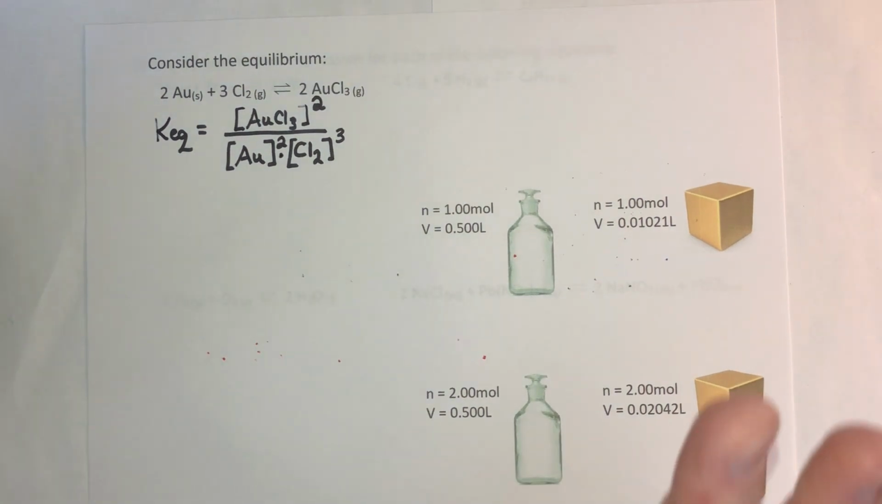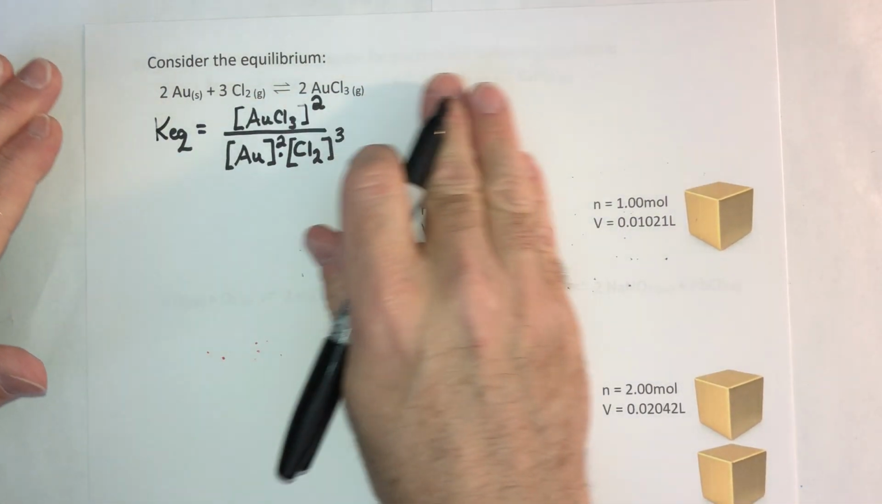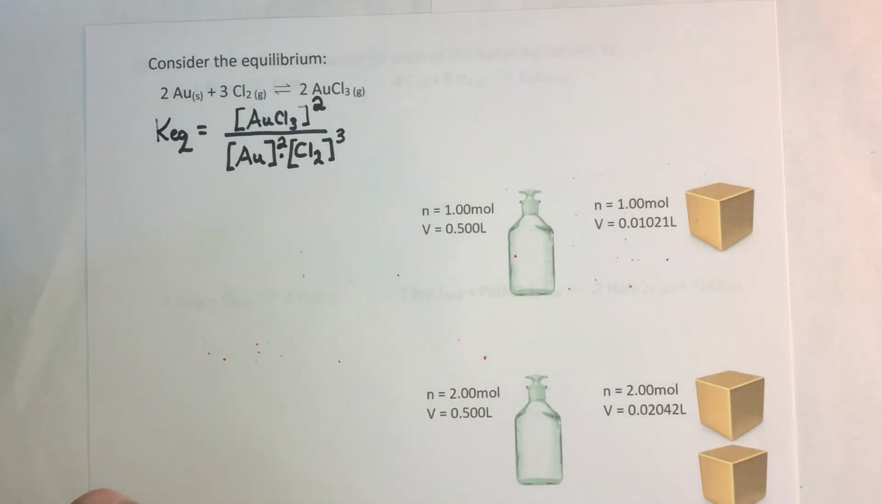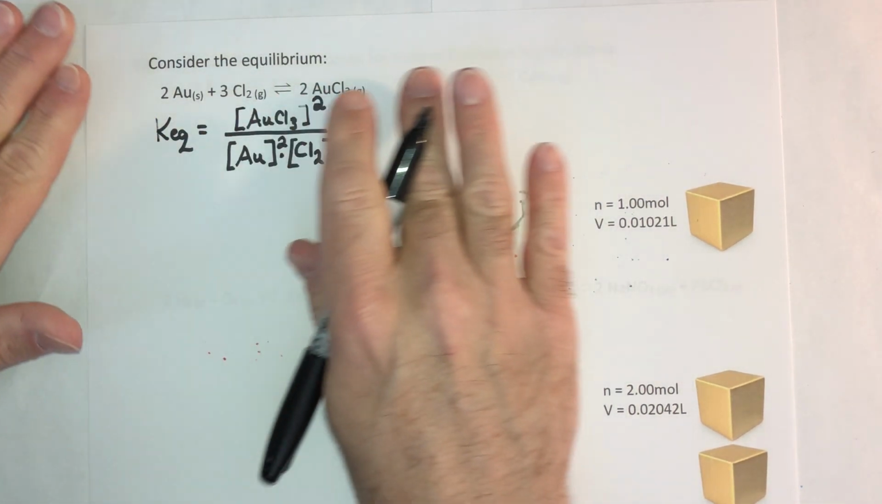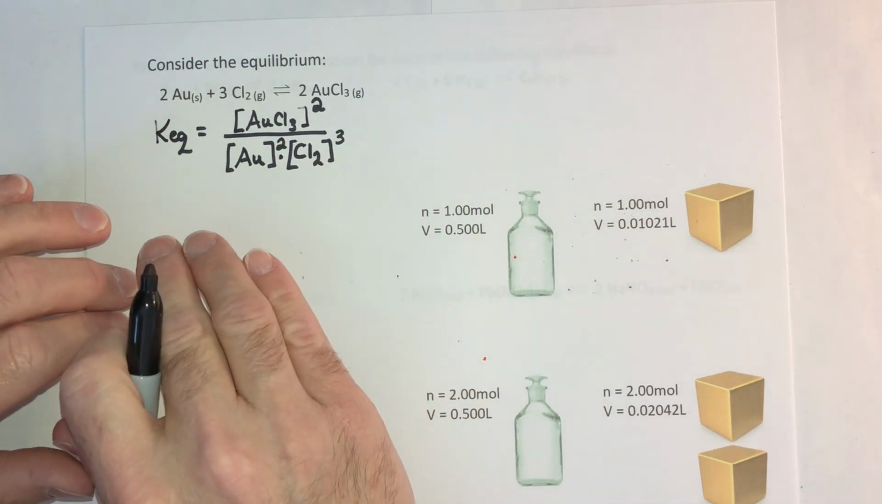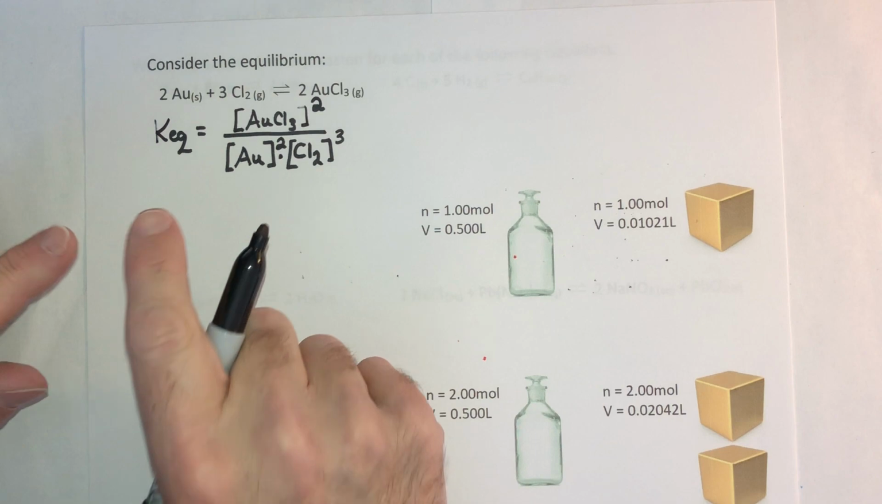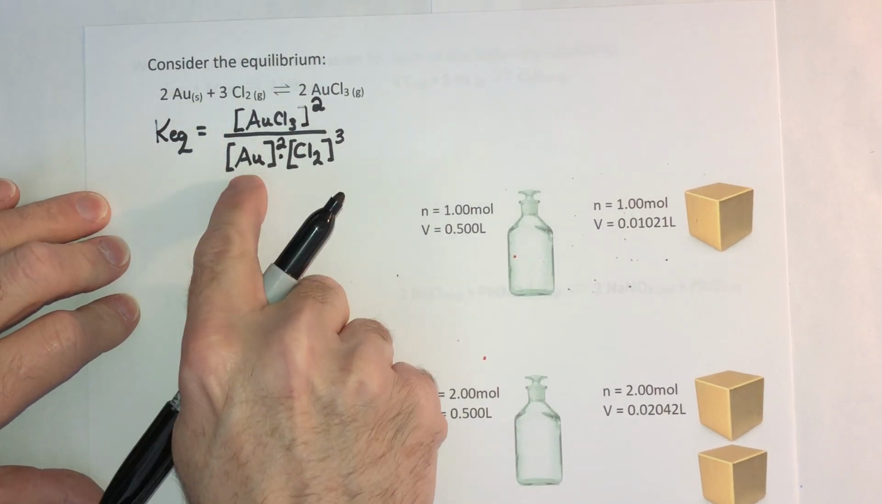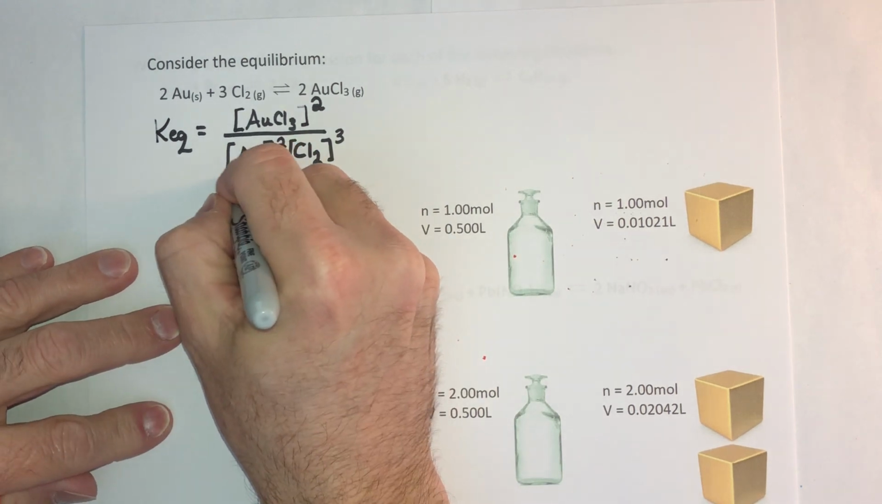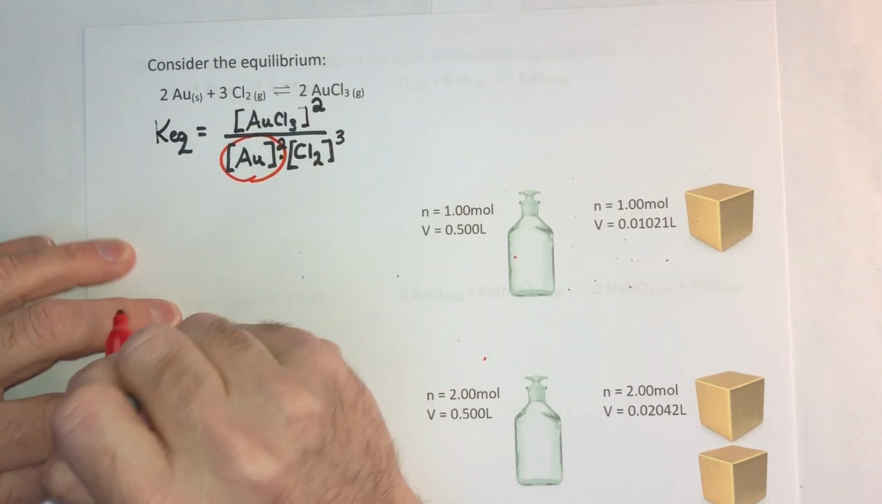Now, what I'm telling you is that if these had all been gases, then the equation would look exactly like this. If these had all been aqueous, then the equilibrium expression would look exactly like this. But because you've got a solid, the solid really shouldn't be there. So this Au squared, this thing, really shouldn't be there.